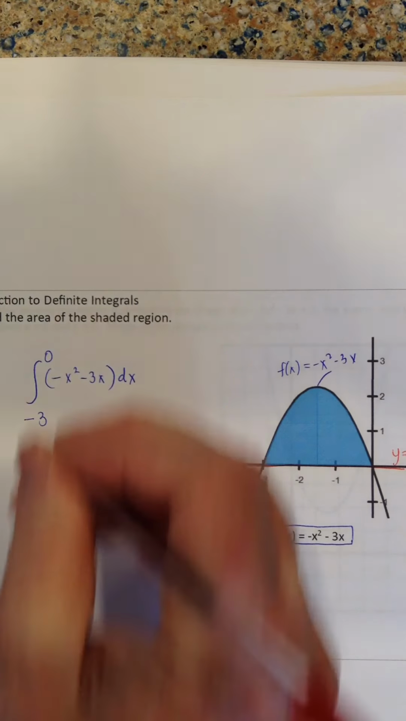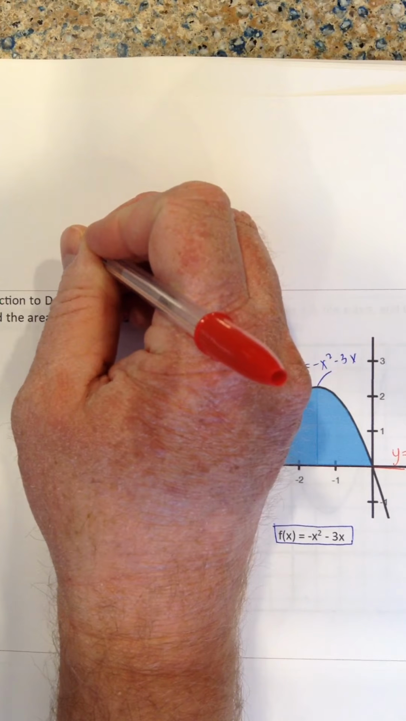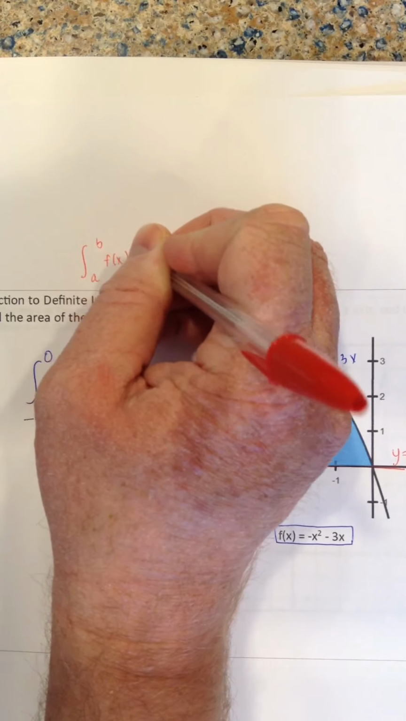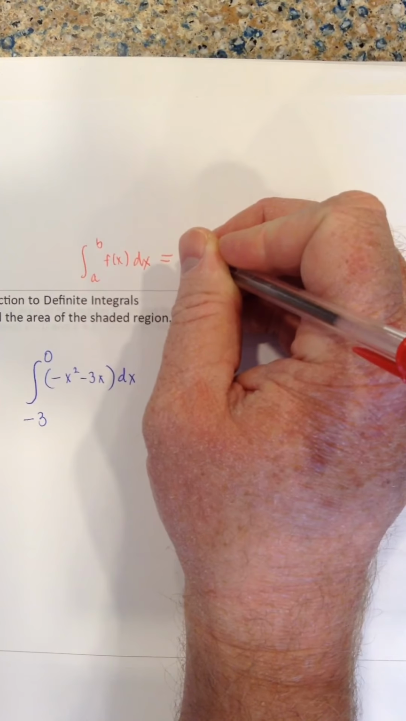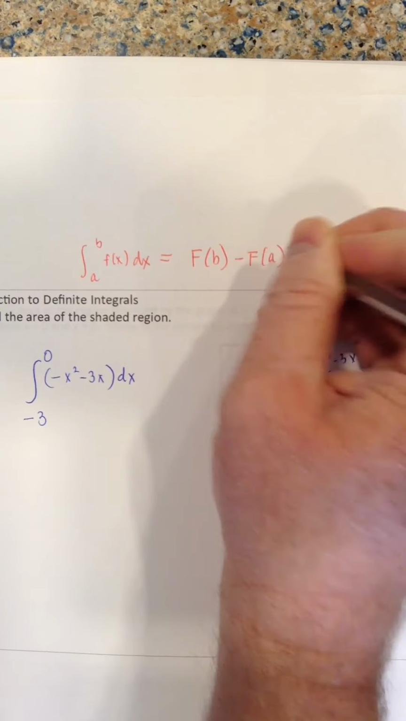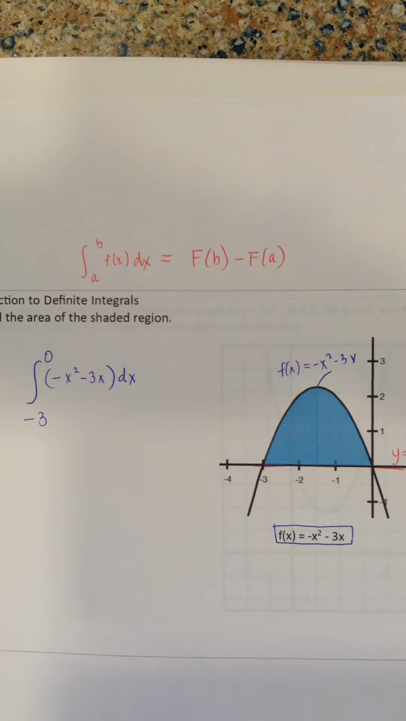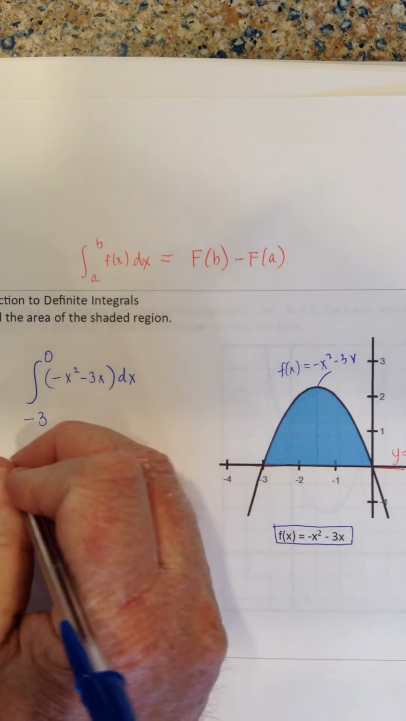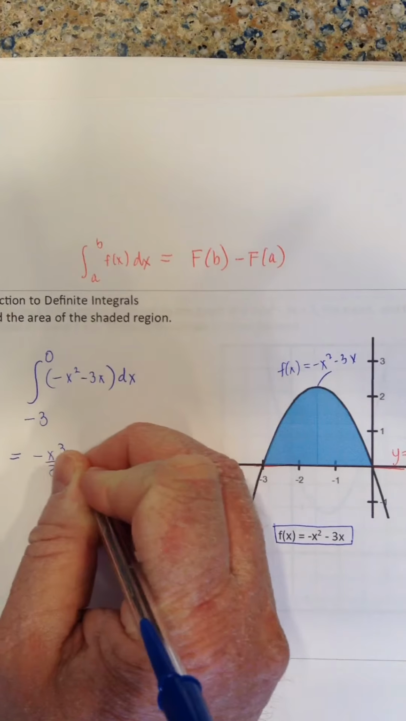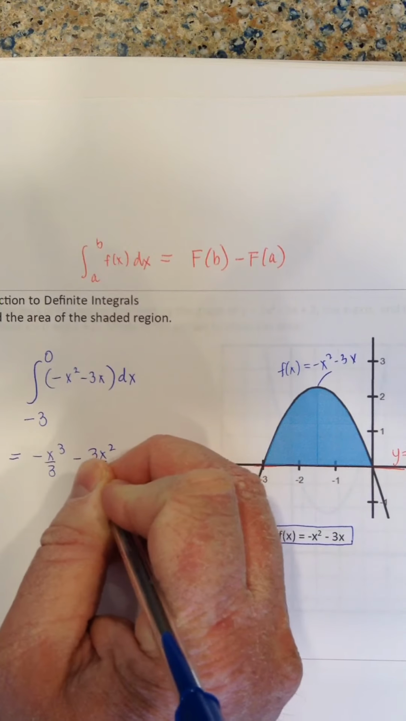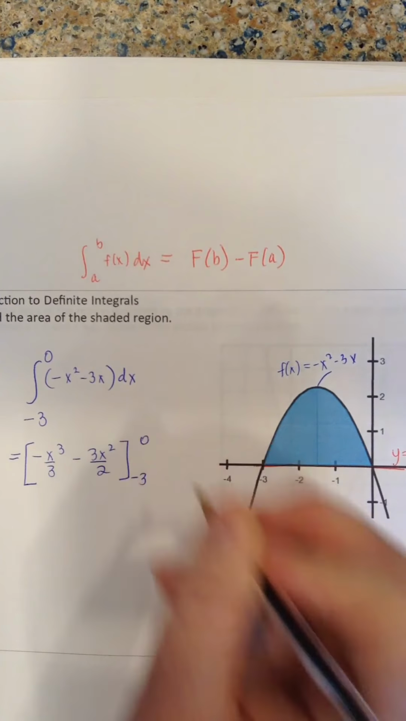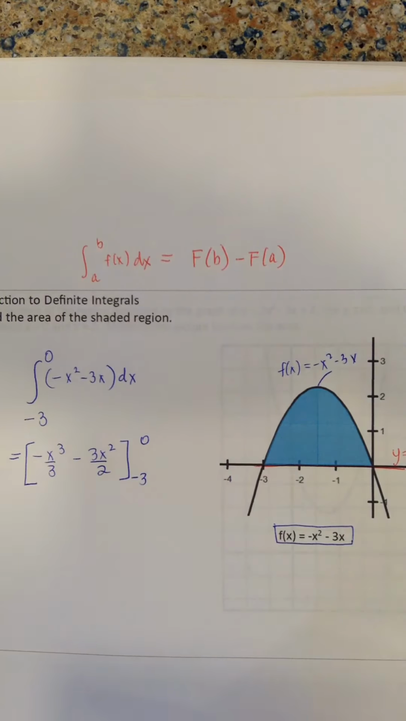So I'm now up top going to write a little formula, which is called the fundamental theorem of calculus, which says the integral from a to b of f of x dx is equal to the antiderivative evaluated at b minus the antiderivative evaluated at a. Alright, so I'm going to take the antiderivative, which will be negative x cubed over 3 minus 3x squared over 2, and that's going to be evaluated from negative 3 to 0. Those are called my limits of integration.